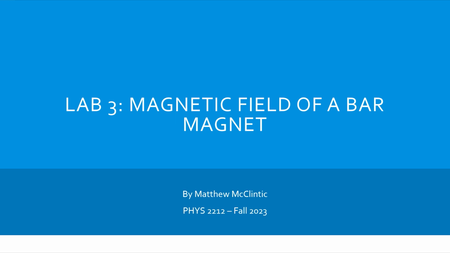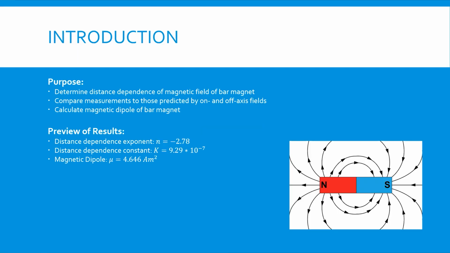My name is Matthew McClintock, and this is my video report for Lab 3, Magnetic Field of a Bar Magnet in Physics 2212. The purpose of this experiment is to better understand the distance dependence of the magnetic field of a bar magnet by using the magnetometer on a smartphone.